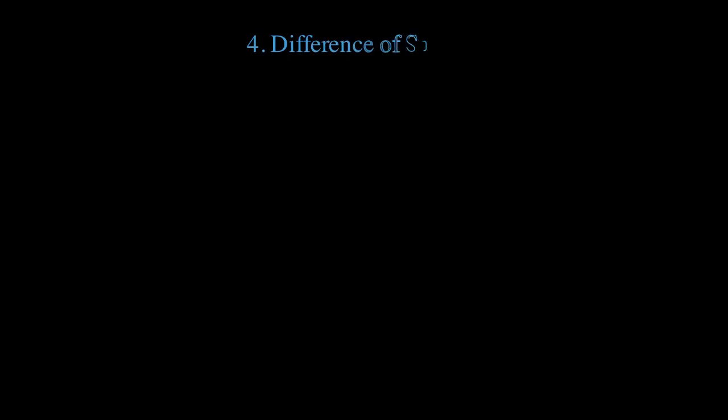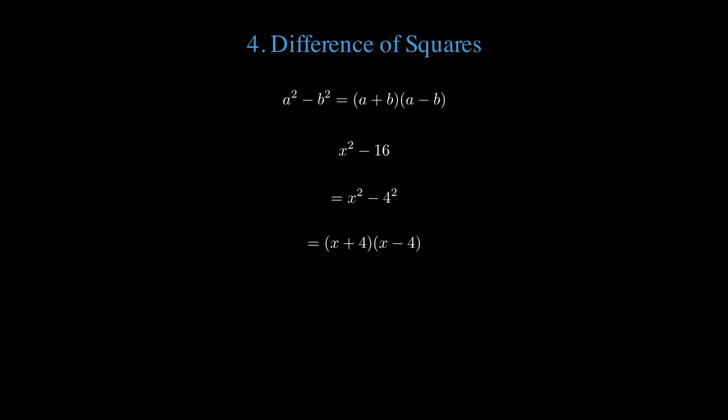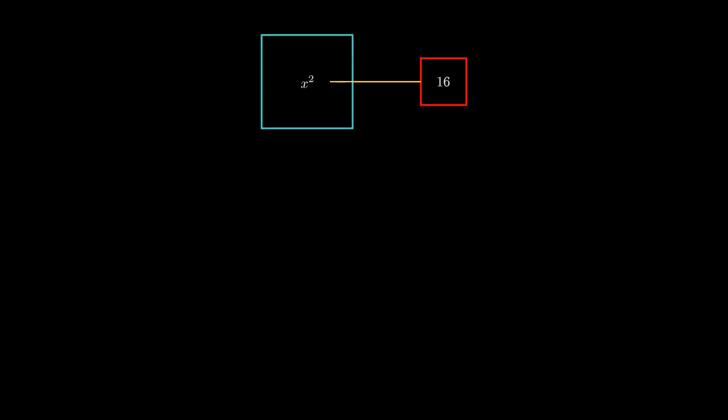A special pattern is the difference of squares. The difference of squares formula is a squared minus b squared equals a plus b times a minus b. Take x squared minus 16. We can write this as x squared minus 4 squared, which factors into x plus 4 times x minus 4. Visually, we're finding factors of the difference between two perfect squares.